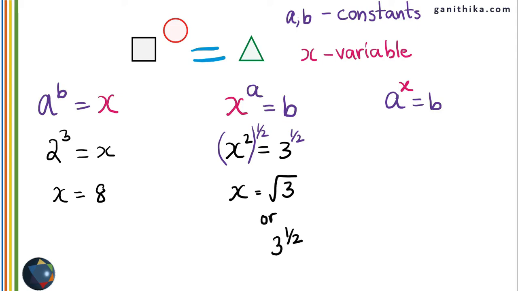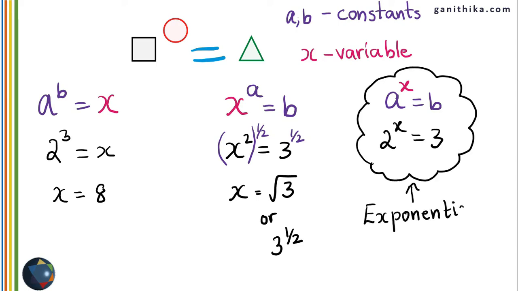So this is again a simple polynomial equation. It can be x to the power of 3 or x to the power of 4 or x to the power of 5, whatever it is. Therefore, x to the power of something becomes a polynomial equation. Whereas a to the power of x is equal to b, for example 2 to the power of x is equal to 3, is a typical exponential equation because x is the exponent of the equation.